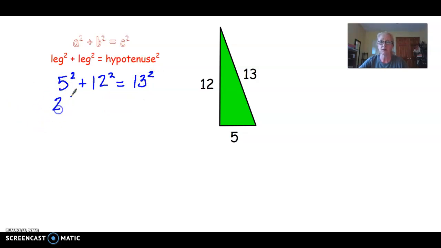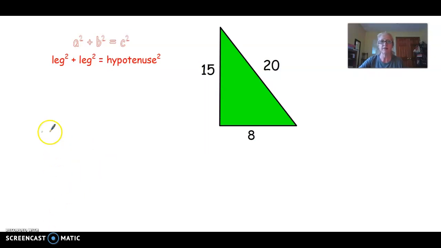Well, 5 squared is 25, 12 squared is 144, and 13 squared is 169. Now, when you add 25 and 144, you get 169. And because these numbers are equal, that means that this is in fact a right triangle. If these numbers didn't match, then it's not a right triangle. All right? Let's look at one more quick example of that.